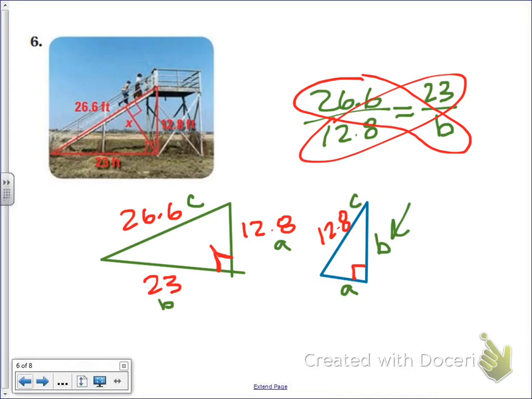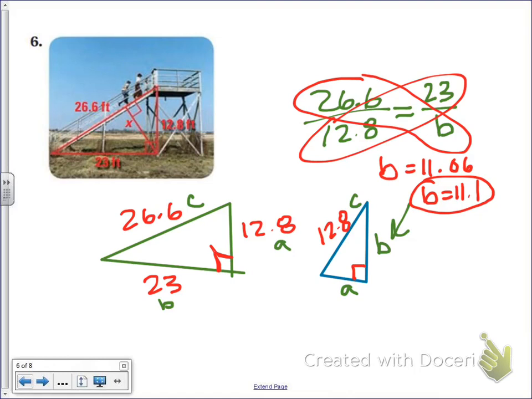Okay, so I'm going to do 23 times 12.8, and then I divide that by 26.6, and I get an answer of 11.06, or if we're rounding to the nearest tenth, it would be 11.1. So that's how I find the missing height. I look at the information, I try to draw the triangles, and then I want to find out which parts of the triangles are similar, and which parts of the triangles I already know I can set up a proportion for. So that's how we do that problem.